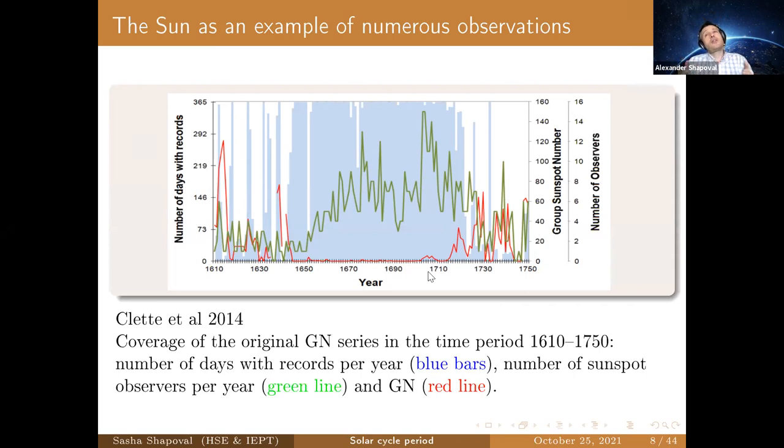You can say, well, it was caused because nobody observed. Okay, even despite the king declared to observe. But it is not the case, because there were observations, and the number of observations is shown as a background. So we see that a lot of people made observations, shown in blue. And despite these observations, almost nothing was observed. So you can look at the sun as an example of numerous observations.